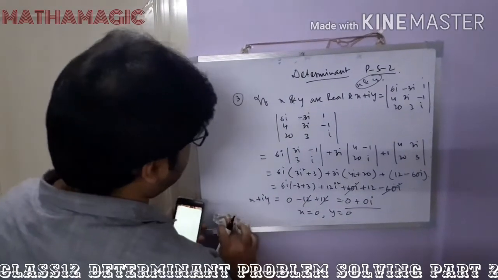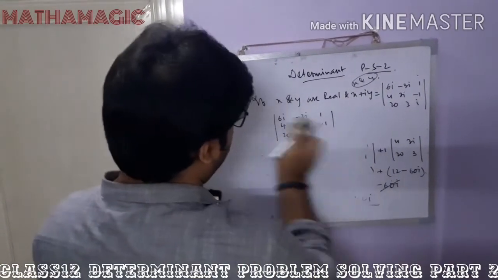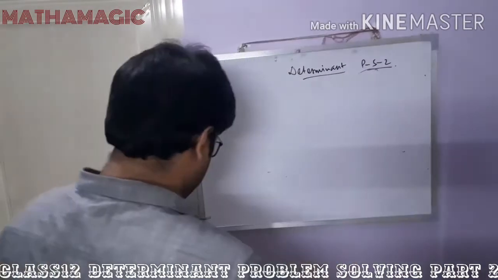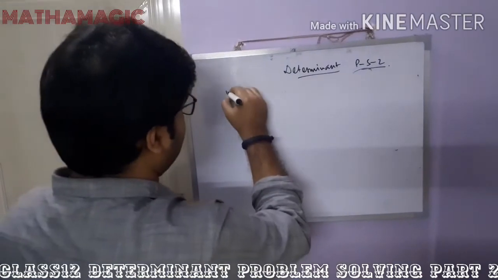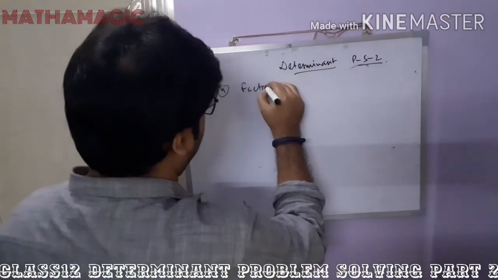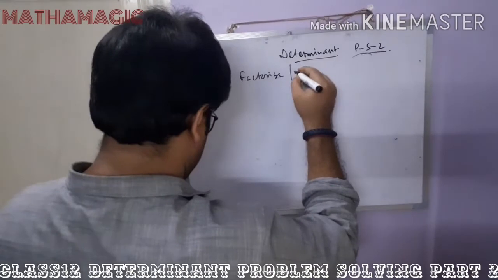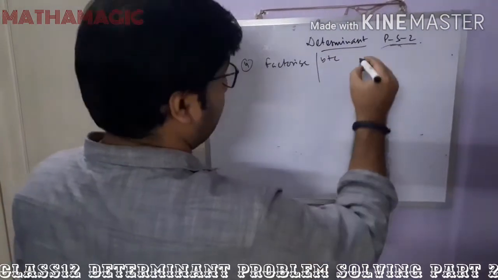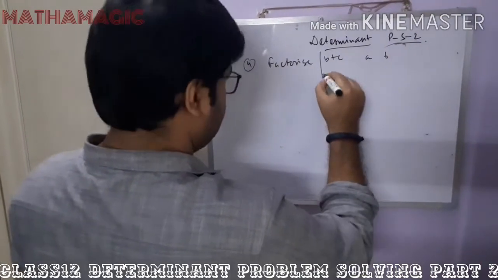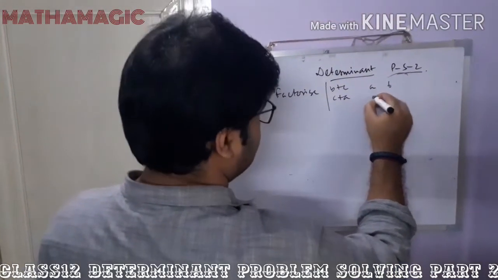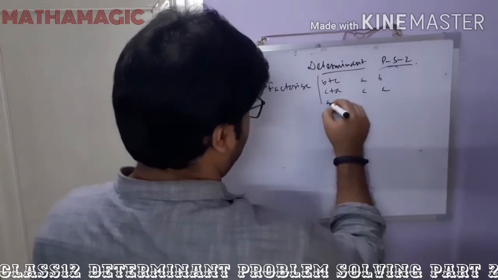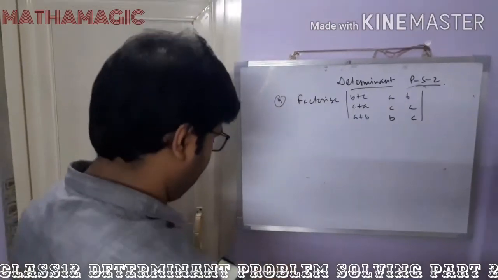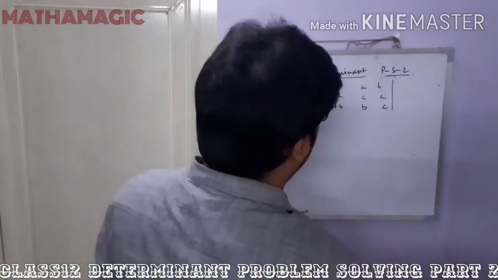So we have done 3 solving problems. Now we'll move to some of the different types of problems, that is factorize. If your question states that factorize a determinant is given as like this: b plus c, a b, c plus a, c a, and a plus b, b c. If your determinant states like this, then what do we have to do?